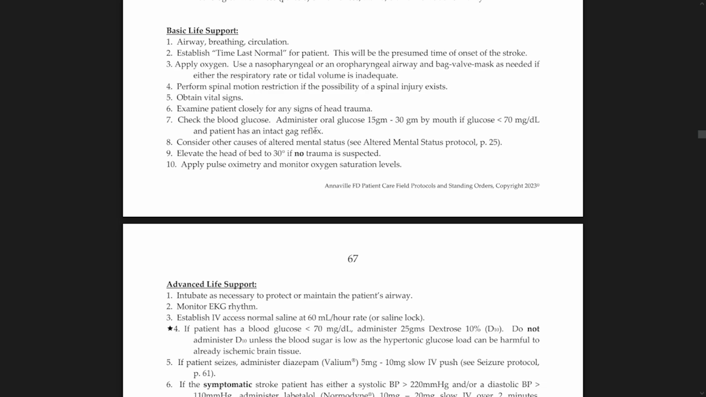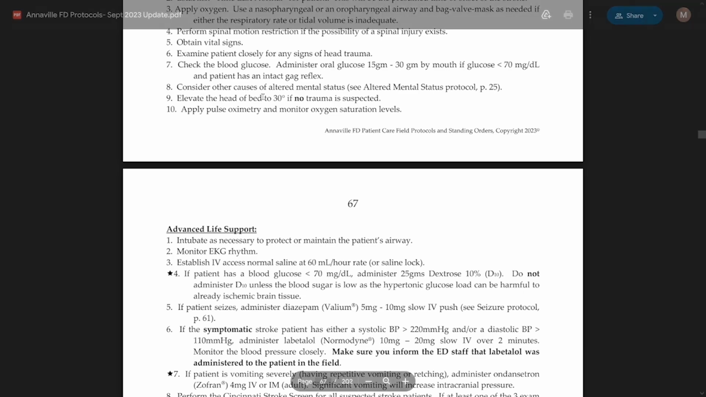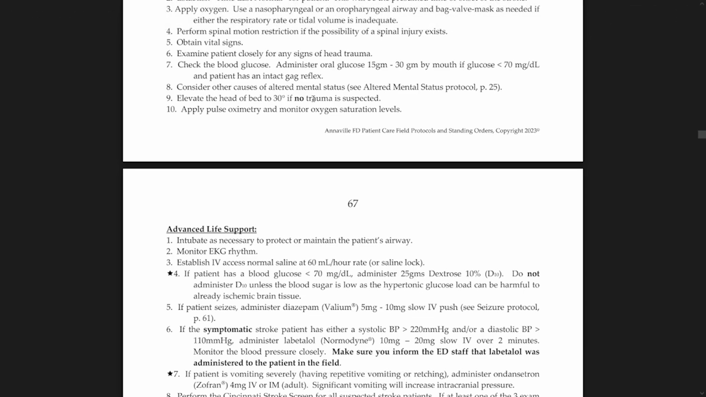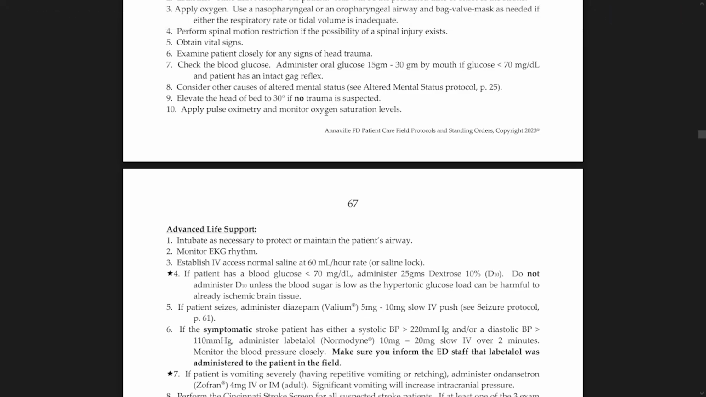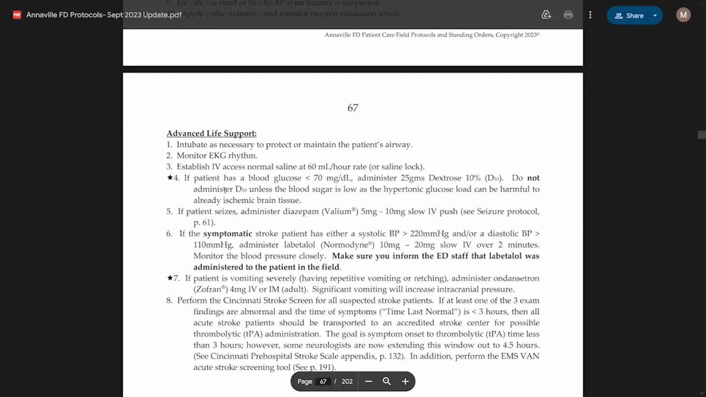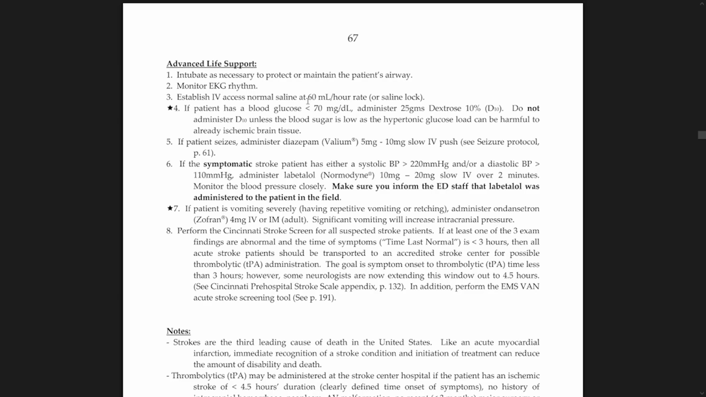Consider other causes of an altered mental status. See page 25. Elevate the head of the bed to 30 degrees if no trauma is suspected. Apply a pulse oximetry device and monitor oxygen saturation levels. For ALS, intubate as necessary to protect or maintain the patient's airway. Monitor a 12 lead. Establish IV access with a saline lock.